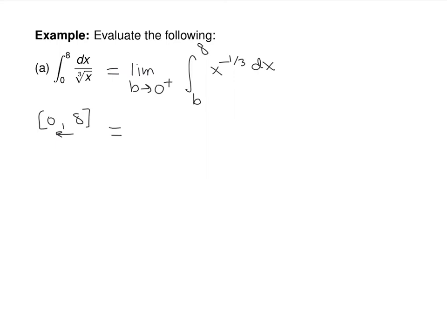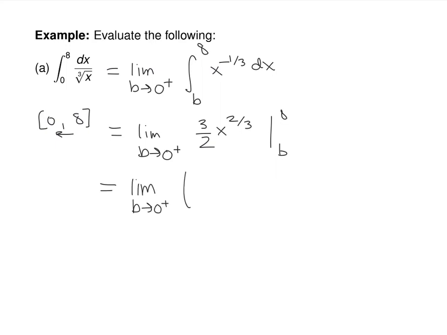So we have the limit as b goes to 0 plus. Now the antiderivative of x to the -1/3 is x to the 2/3 times 3/2. It's evaluated from b to 8. So first we input 8 and then we input b. Limit as b goes to 0 plus of 3/2 times 8 to the 2/3 minus 3/2 times b to the 2/3.